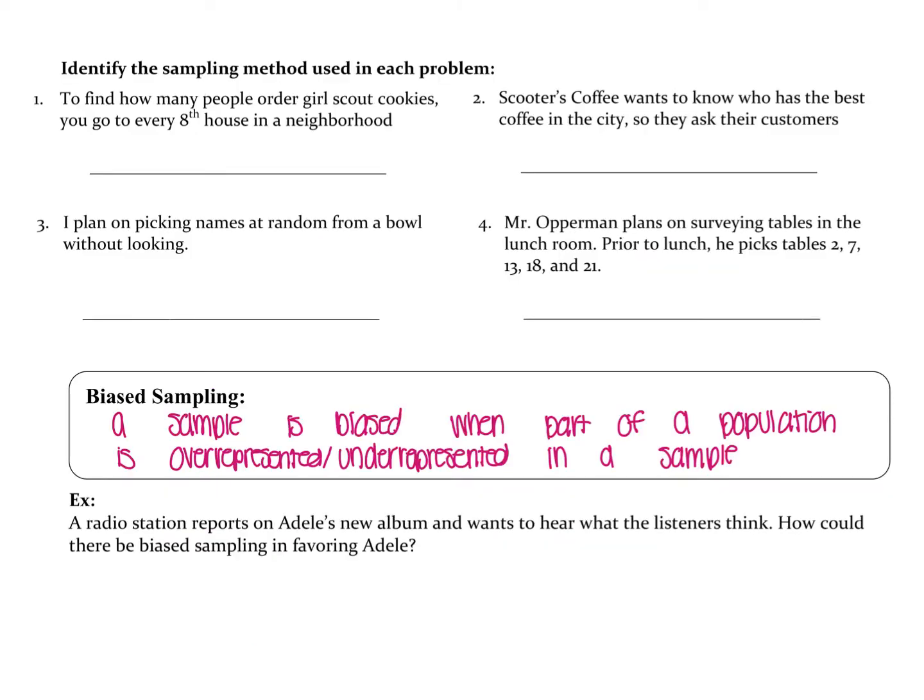All right, so I'm going to give you examples, and we are going to determine what type of sampling method was used. It says to find how many people order Girl Scout cookies, you go to every 8th house. The important thing here is that you are going to every 8th house, meaning you have some type of system. So this would be systematic.